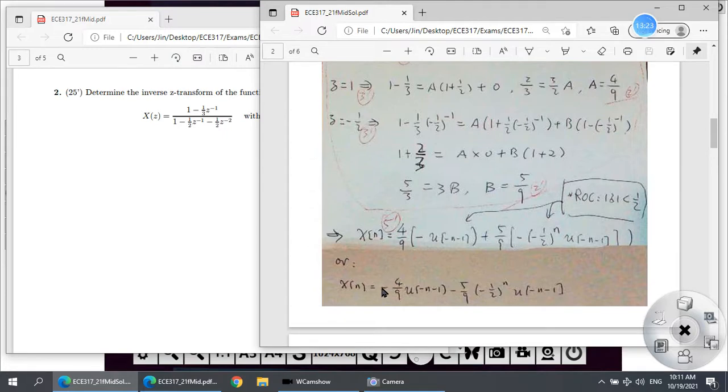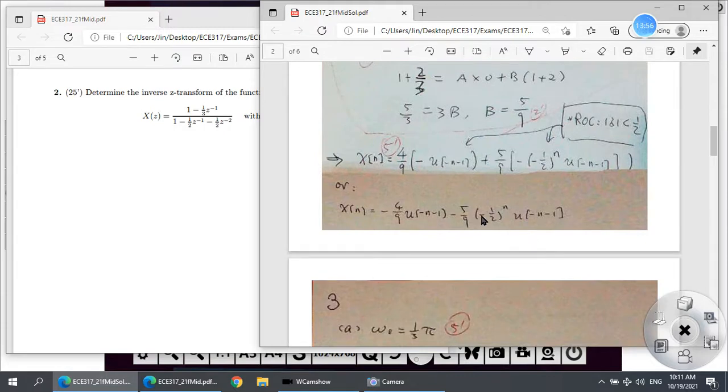If you want, you can simplify a little bit. Rewrite this. You put the negative in front, then 4 over 9 times u of negative n minus 1. And this is negative 5 over 9 times negative half to the n times u of negative n minus 1. Here, you should know, you cannot remove this -1 in front, because it is raised to a power, right? When n is odd, you have negative, but when n is even, after the power, it is positive, right? So you cannot just remove it, because this is sometimes positive, sometimes negative. You can move it in front.